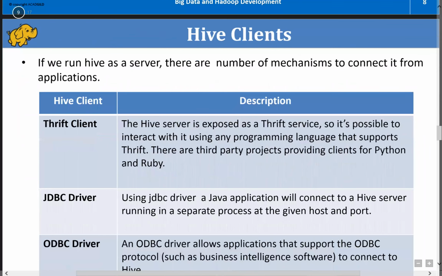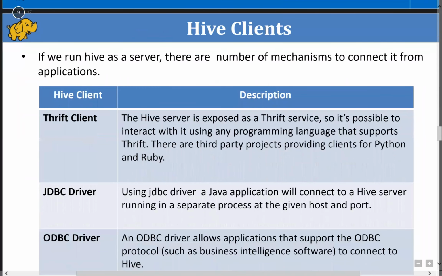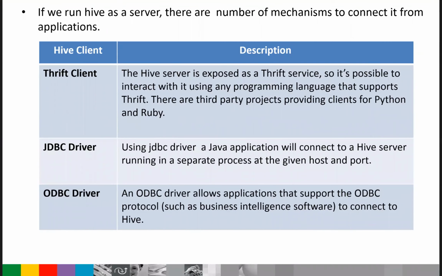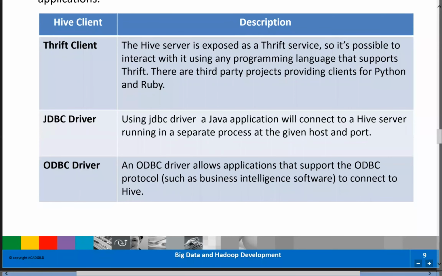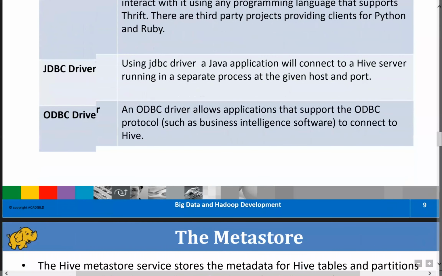This is what we already saw: Thrift server, JDBC and ODBC connectors. You can go through this once. The connectivity they're talking about here is Python and Ruby. And the Metastore, which we already spoke about.